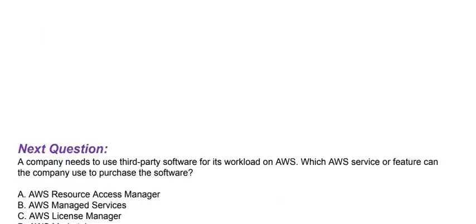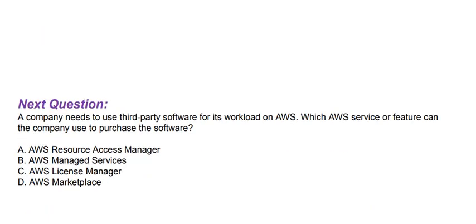Next question is, a company needs to use third-party software for its workload on AWS. Which AWS service or feature can the company use to purchase the software? Option A, AWS Resource Access Manager. Option B, AWS Managed Services. Option C, AWS License Manager. And option D, AWS Marketplace. The correct answer is option D.